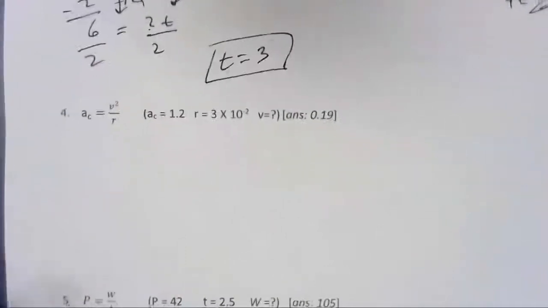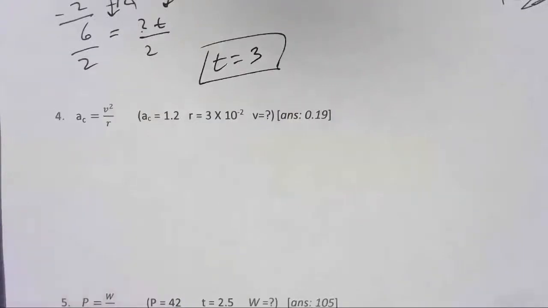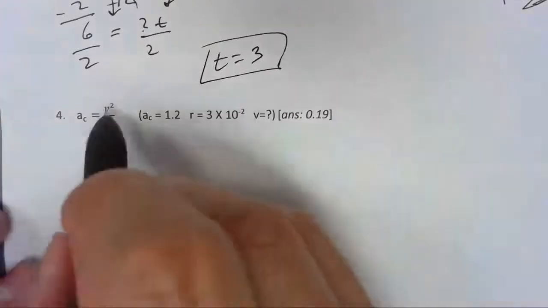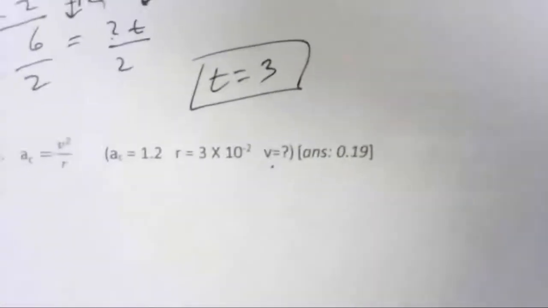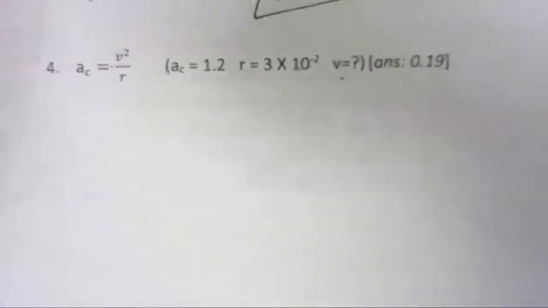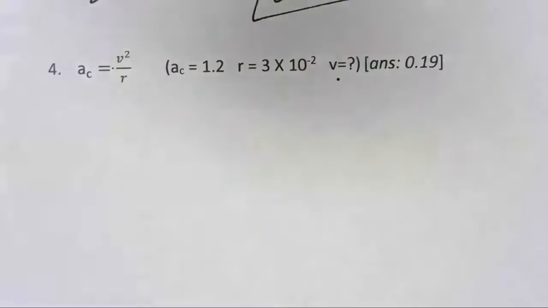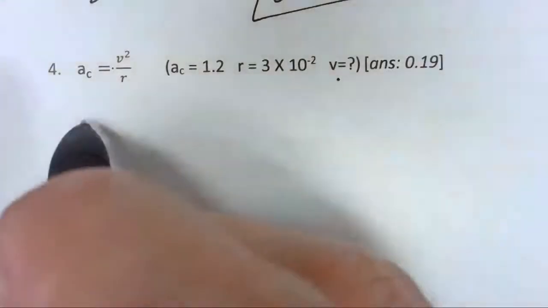All right. Let's look at this one. This one is a really important one to know because the variable we're solving for is v, and it's squared in the equation. So let's look at how to do this. Maybe come forward a bit here. There we go. All right, so it gives us this AC and the R, and we're going to solve for v. So AC would be 1.2.